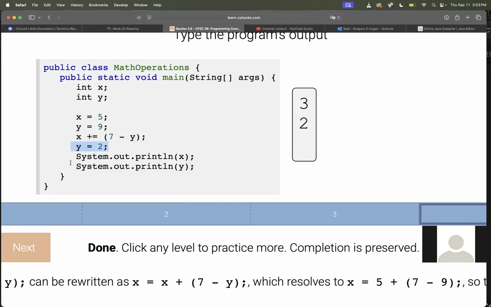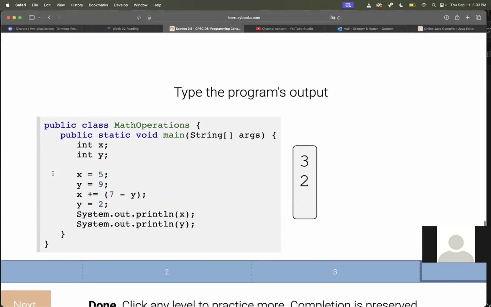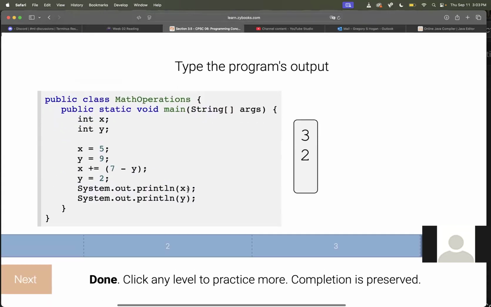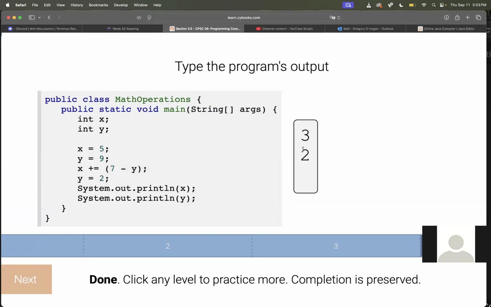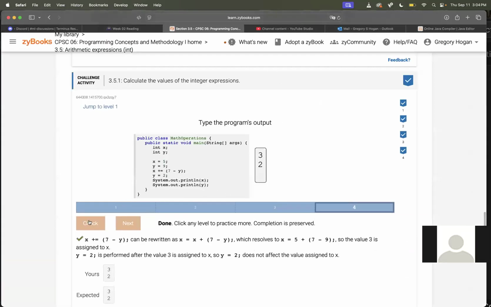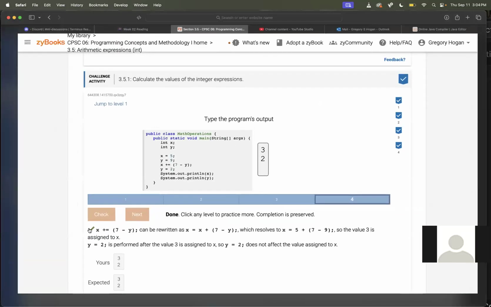And then lastly, we print out system.out println. I can't really do it again, but system.out println x. So it prints the x, which is 3. And then after the 3, you go down to the next line because it's a print line. And then you have system.out println y. Y is 2. So you print the 2, and you need to remember to hit enter to go down to the next line. That's why there's a blank line down here. And then you hit check, and it would be correct. Okay.